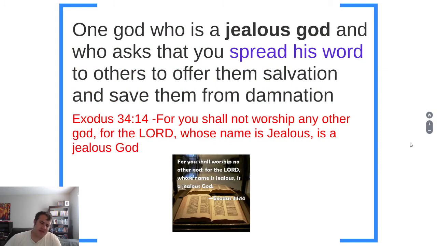All right. And then here's another important part of Christianity that's going to cause a lot of big issues in world history. There's this part of the Bible that says this: there is one God who is a jealous God. And the Christian God asks that you spread his word to others and you offer them salvation and save them from damnation. Okay, this line here, Exodus 34:14. You shall not worship any other God, for the Lord, whose name is jealous, is a jealous God.